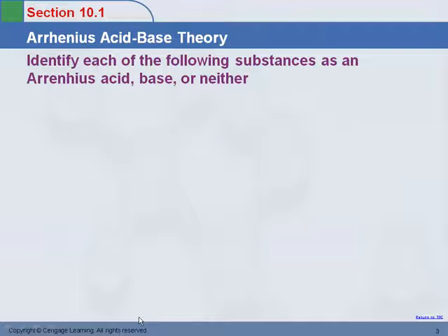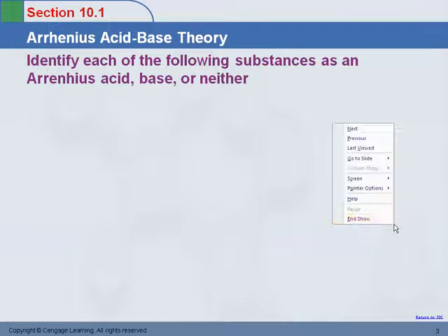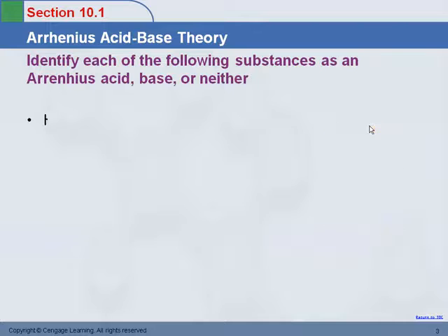So let's do some practice of these concepts. Next. Let's look at a variety of types of compounds that you might be faced with. Notice this question says, identify each of the following substances as an Arrhenius acid, base, or neither. And what we're looking at in terms of answering the question is just a formula. So the Arrhenius model works when we're looking at just a single formula.